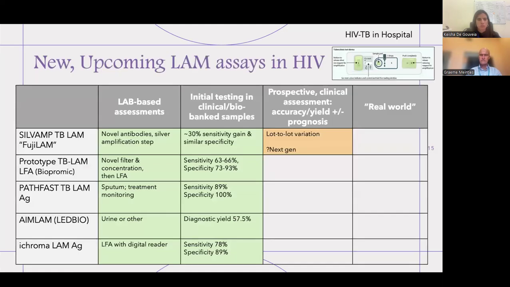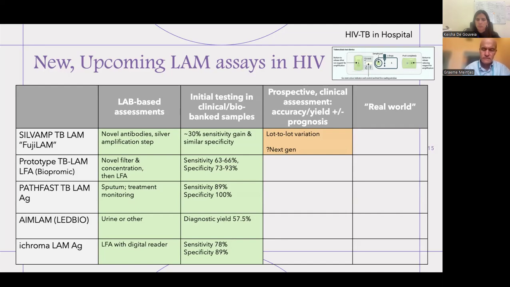There are, of course, upcoming LAM assays that are being studied. The ones that I've listed on the table here are definitely not an exhaustive list, but are some examples of a huge amount of work going into trying to develop new LAM assays. We were hoping that what's called the SILVAMP TB LAM, or the Fuji LAM, produced by Fujifilm, was going to be a potential front runner and change the whole dynamics of TB diagnosis for HIV in hospital and in outpatients, based on retrospective studies that were on biobanked urine.